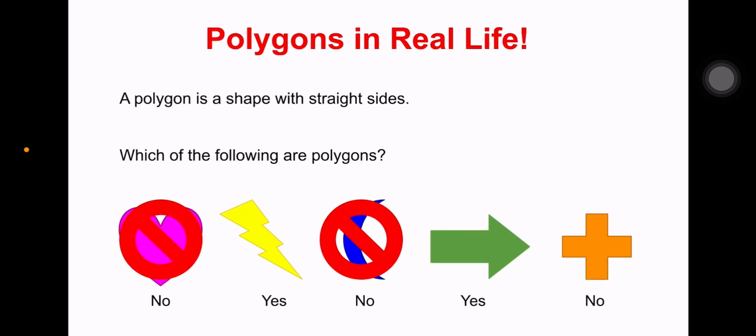If you said the yellow lightning bolt, the green arrow, and the orange plus sign are all polygons, you are correct. Great job. The pink heart is not a polygon because it does not have straight sides. Remember, a polygon is a shape with straight sides. The blue crescent moon is also not a polygon because it does not have straight sides.